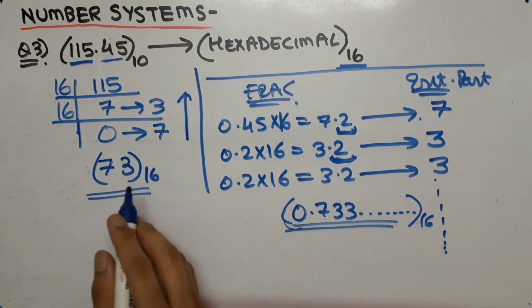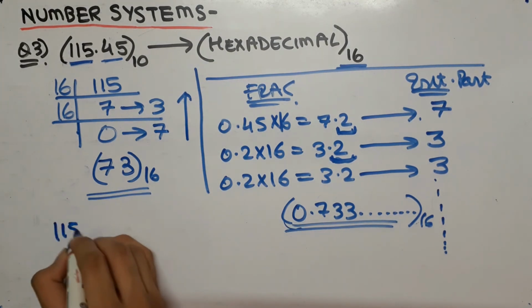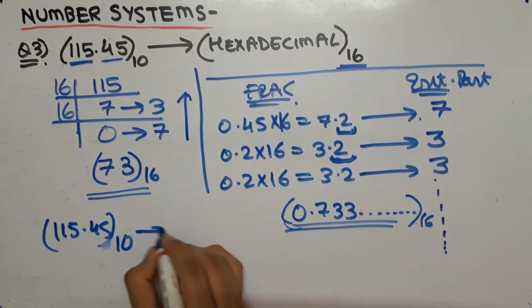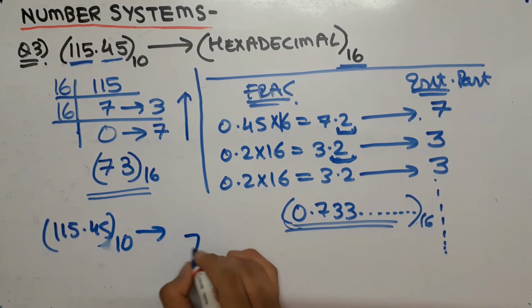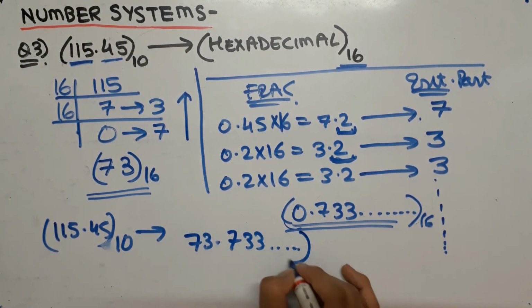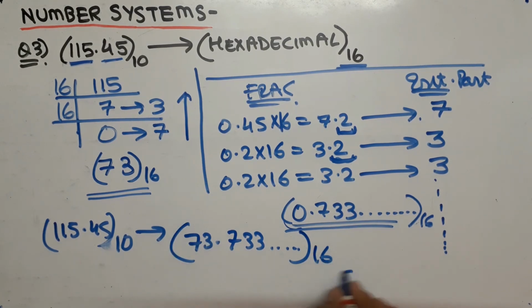So now we are going to add these two in order to get the answer of 115.45 with base 10 in hexadecimal form, which will come out to be 73.733 and so on with base 16. So guys, this is our final answer. That is, we have converted our decimal number into its hexadecimal form.